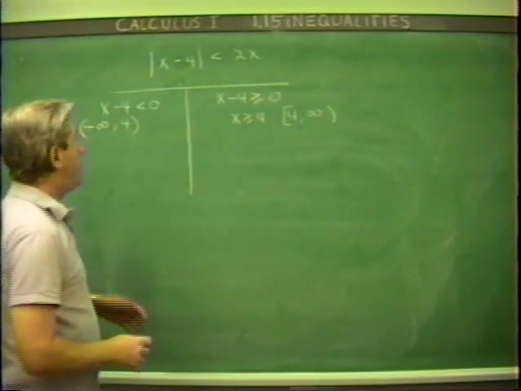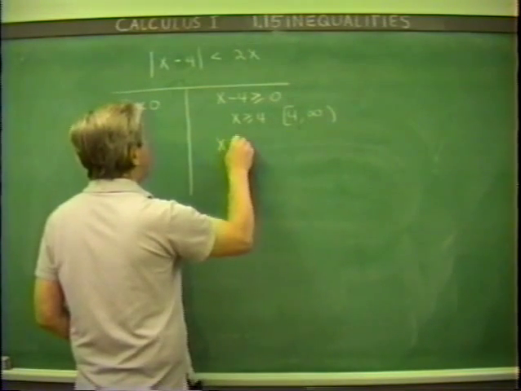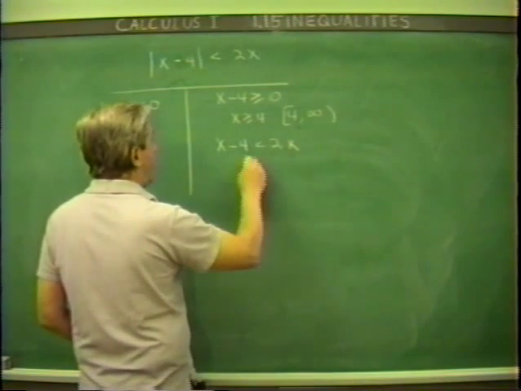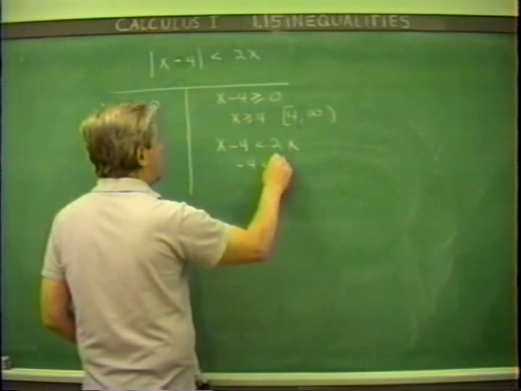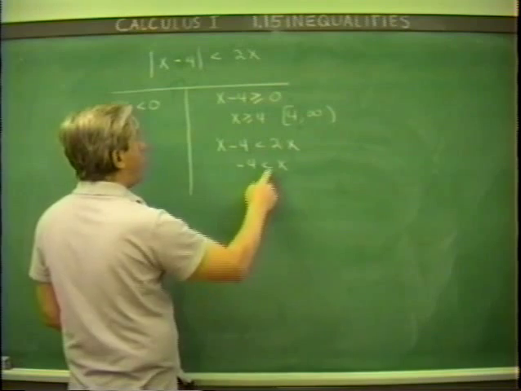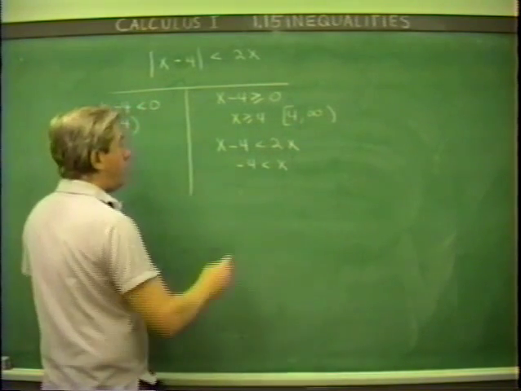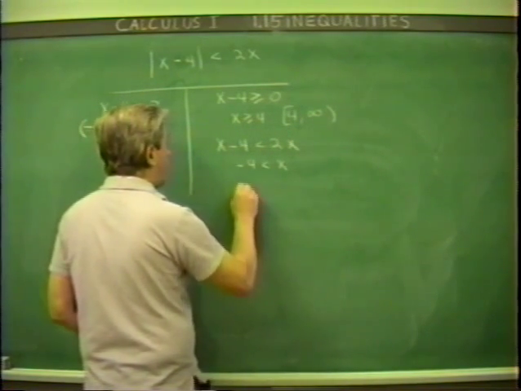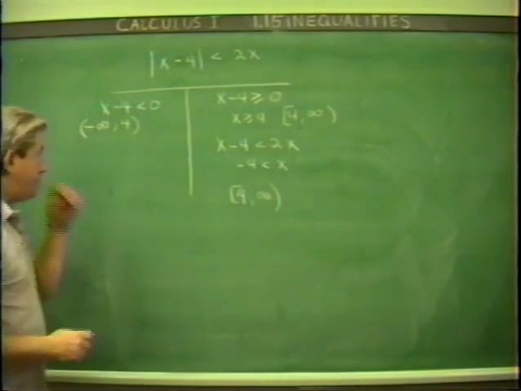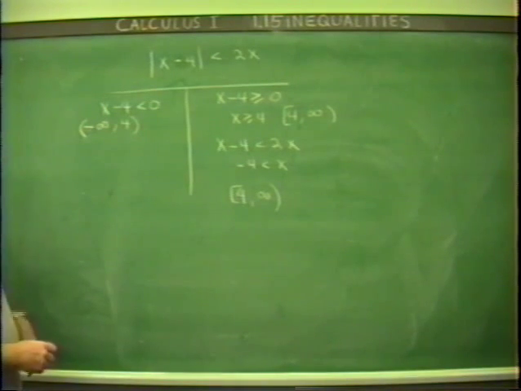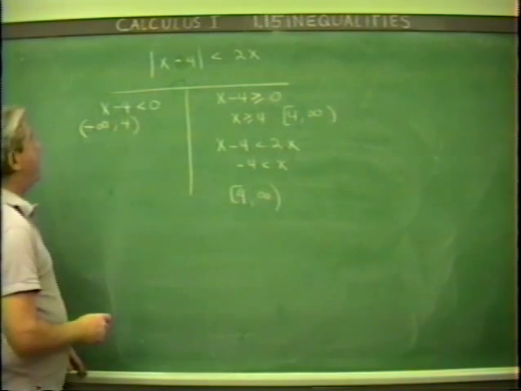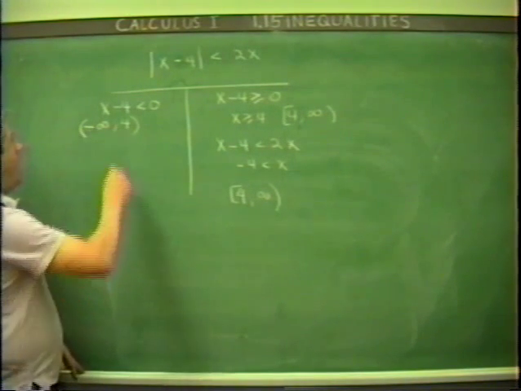In this interval over here, we can remove the absolute values from the inequality because x minus 4 is greater than or equal to 0, so its absolute value is the number itself. And we then have x minus 4 less than 2x. Or, subtracting x, we have minus 4 less than x. So the numbers in here, which are larger than minus 4, are part of the solution set. That's all of the numbers, so we end up with the interval from 4 to infinity, like so, as being part of the solution set.